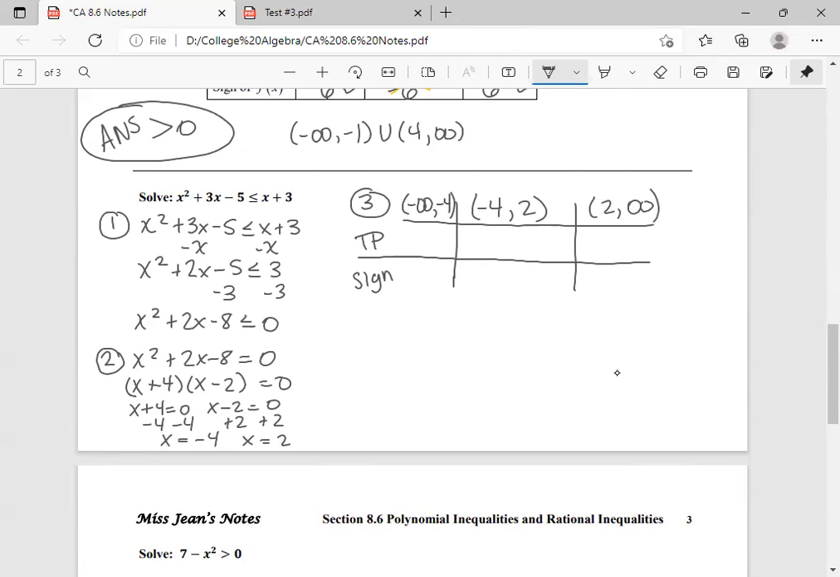So it doesn't really matter what test points you pick here. To pick a point from -∞ to -4, I picked -6. I had to pick a point that was included in this -4 to 2. I picked -1. And then from 2 to infinity, I picked 3.